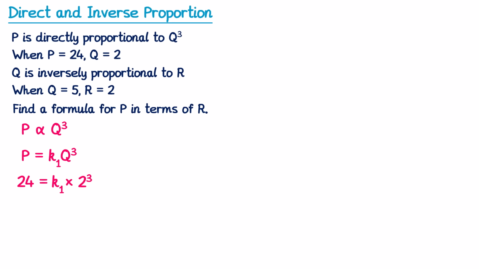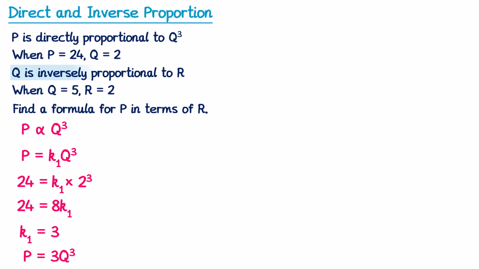2 to the power 3 is equal to 8, so we have 24 equals k1 times 8, or 8 lots of k1. Divide both sides by 8, and we find that k1 is equal to 3. So if we go back to this step here and replace the k1 with a 3, we end up with p equals 3q to the power 3.